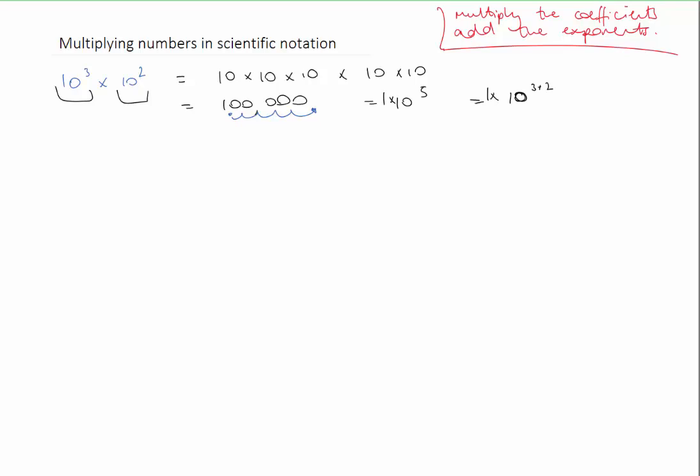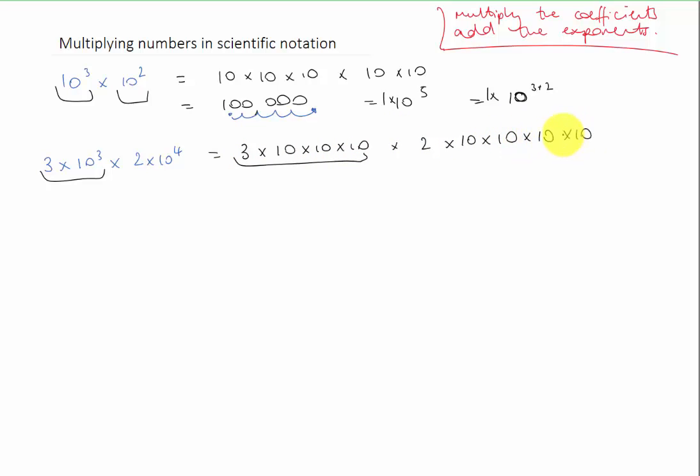So now how about if we have numbers with slightly more complicated coefficients? So for example, how about 3 times 10 to the power 3 times 2 times 10 to the power 4? Again, let's write this all out in longhand. So we've got 3 times 10 times 10 times 10 times 2 times 10 times 10 times 10 times 10. 1, 2, 3, 4 tens. Okay, and then because we can multiply numbers in any order we feel like, let's rearrange the 3 and the 2 to be together here at the beginning. And then all the 10s together. So 10 times 10 times 10 times 10 times 10. Okay, so we've got all the 10s together.